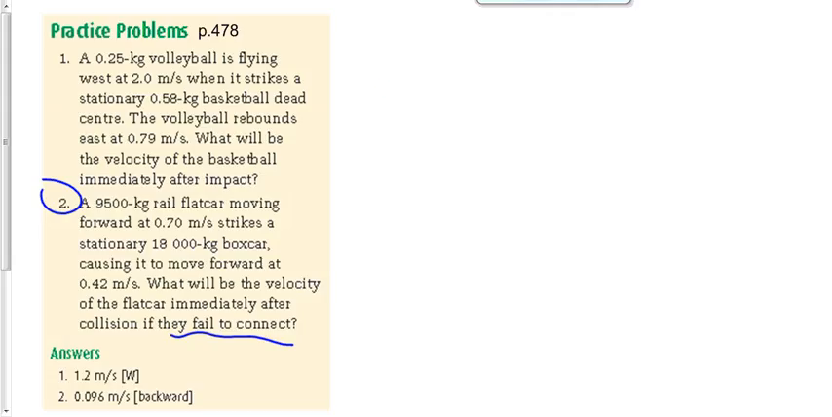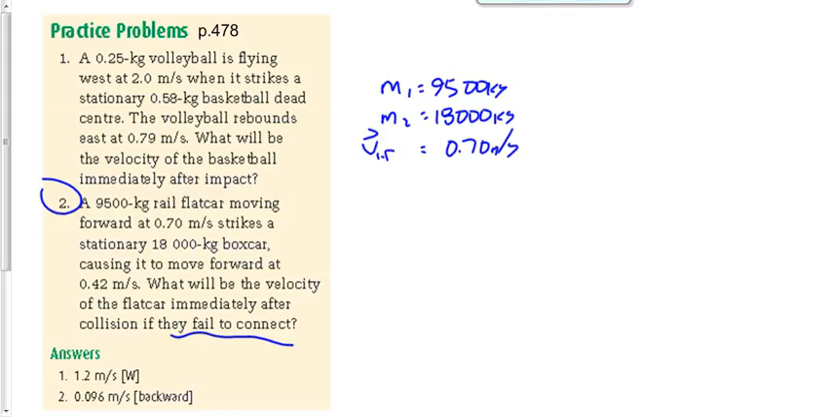Let's write down some givens here. Let's say M1 is 9,500 kilograms. Let's say M2 is 18,000 kilograms. Something is 0.70 meters per second. Is that V1 or is that V2? Okay, V1, is that V1I or V1F? V1I. Tell me V1I and I'm going to write it down as V1I, good.